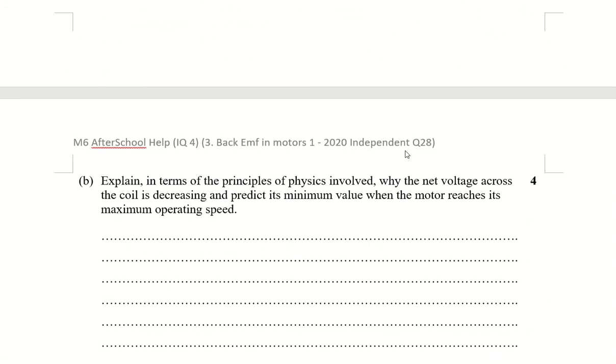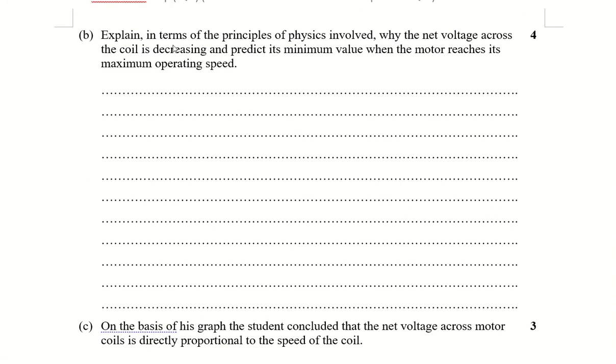Okay, so let's move on. Question B, it says explain, in terms of physics principles, why is the net voltage across the coil decreasing, and predict the minimum value when the motor reaches its maximum speed.